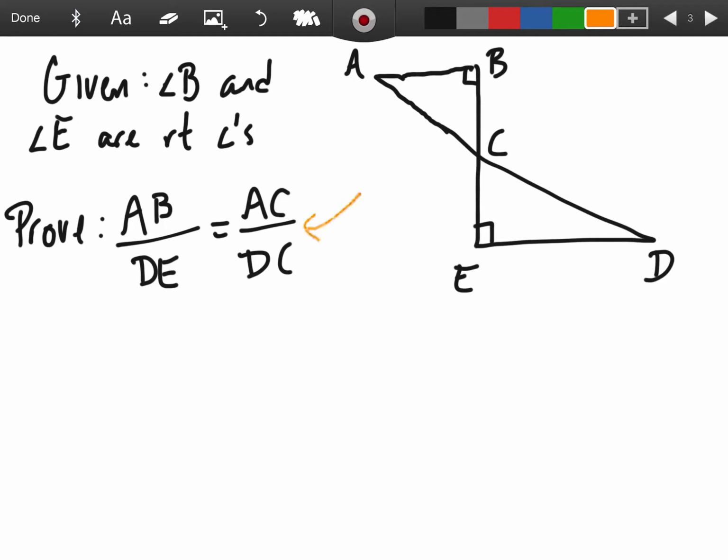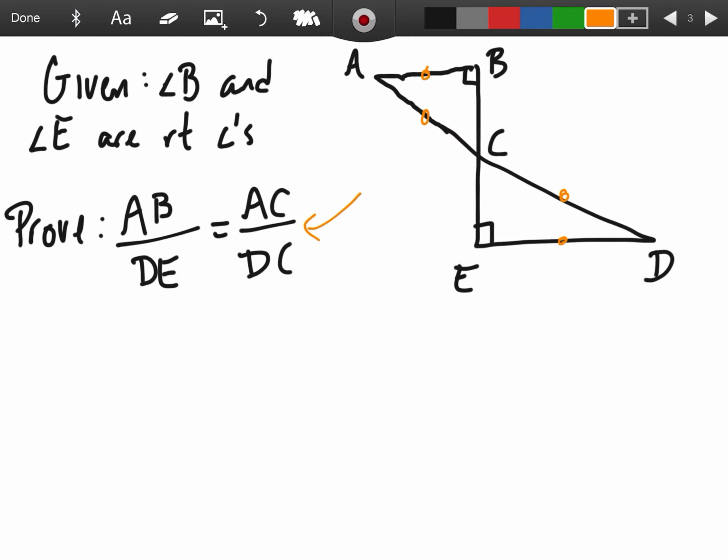This is a proportion, and really what this proportion is telling us is that the corresponding sides are in proportion. AB, right here, corresponds to DE. AC corresponds to DC on that triangle. So if we can prove the triangles are similar first, then we can easily just say, all right, by definition of similar triangles, this proportion must be true. We know that to prove two triangles are similar, we just need two pairs of angles that are congruent. And we were really already given our first one, right?